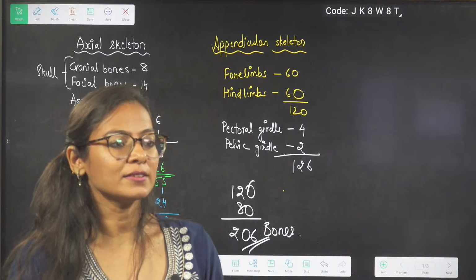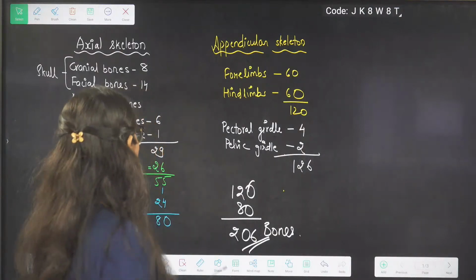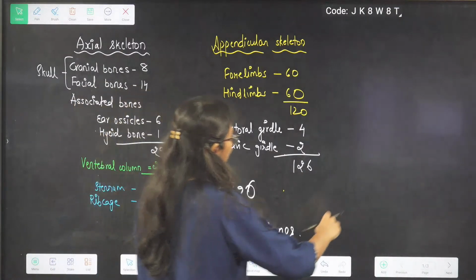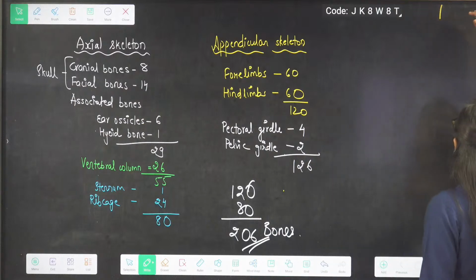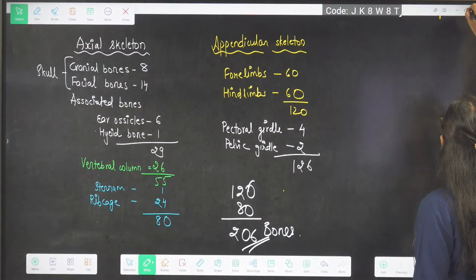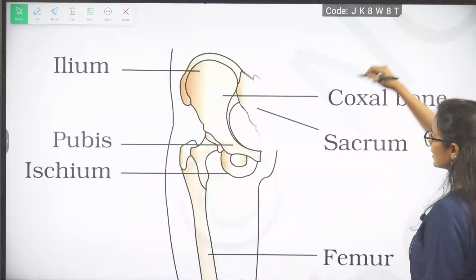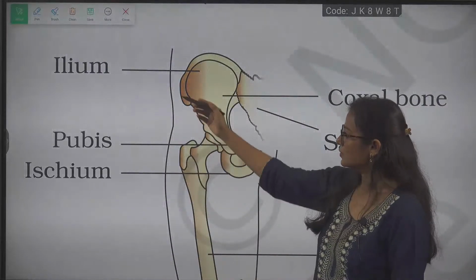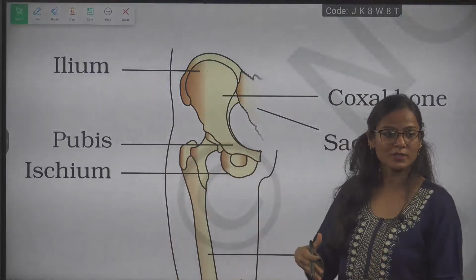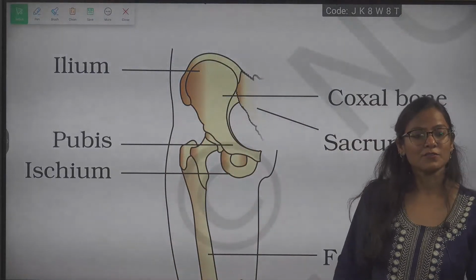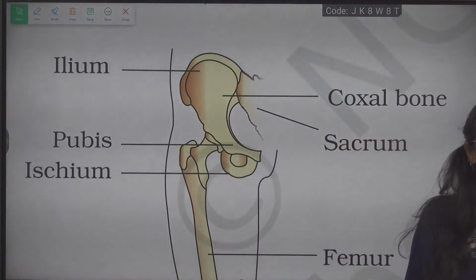Yes, which slide? You want to see the pelvic bones once again? So you all have NCERT? This is the pelvic bone. So these three are small bones, then the joint, and they form the coxal bone.